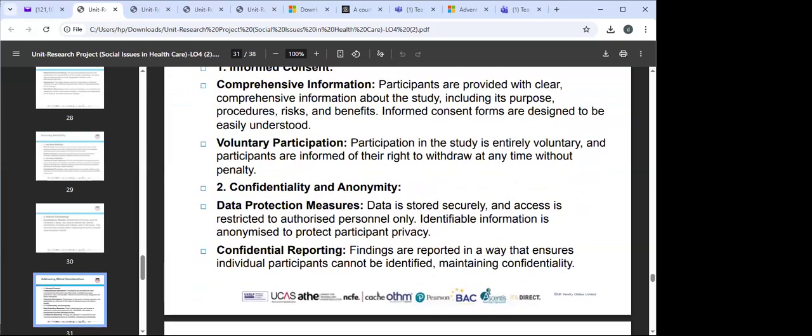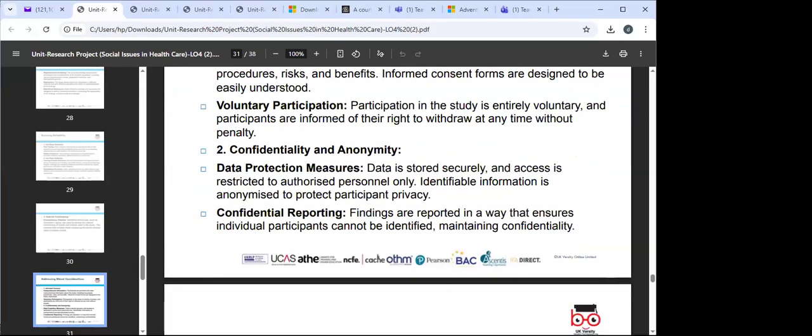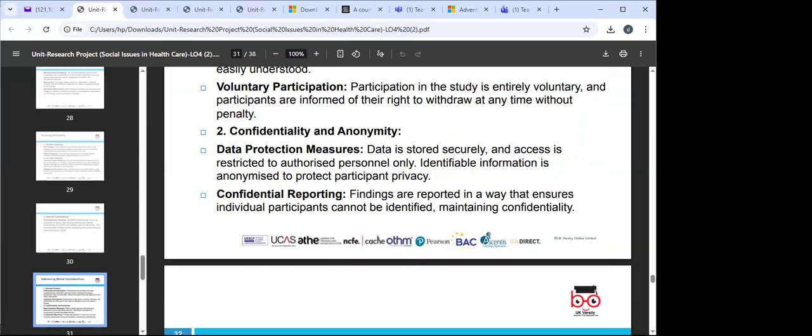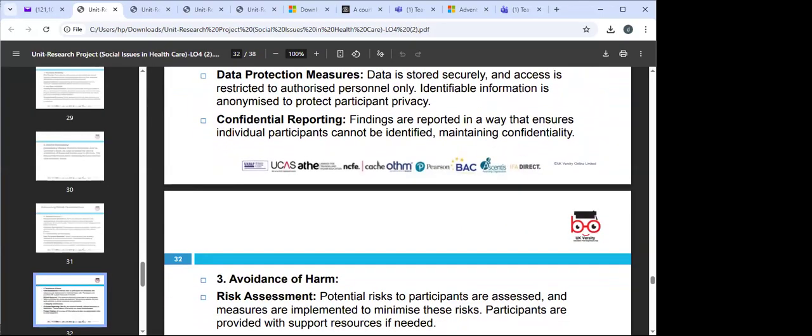Voluntary participation. Participation in the study is entirely voluntary, and participants are informed of their right to withdraw at any time without penalty. Confidentiality, and we spoke about data protection measures. The data should be securely stored, professionally, because these are people's private information. So you need to comply with the laws of the country where you find yourself. Confidential reporting: findings are reported in a way that ensures individual participants cannot be identified, maintaining confidentiality.